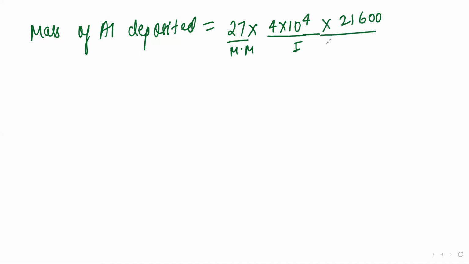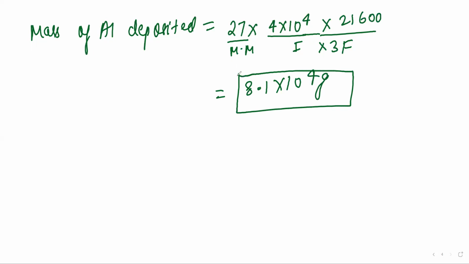Divided by factor. So factor is 3F. Now solve it, you will get the answer 8.1 into 10 raised to 4 gram of aluminum deposited. So this much amount of aluminum is deposited. So write this one.